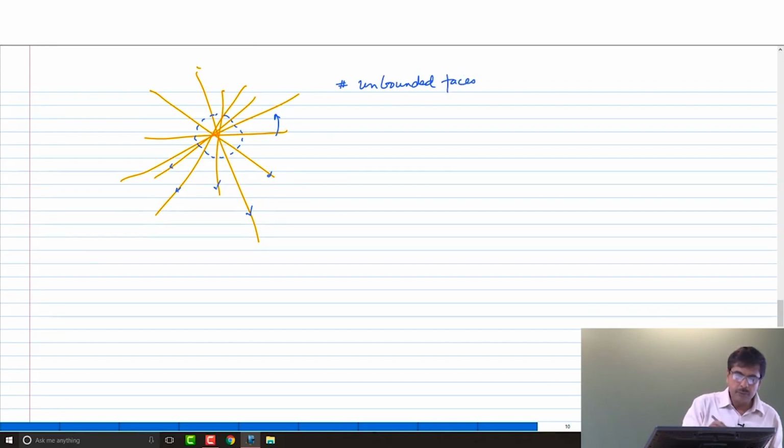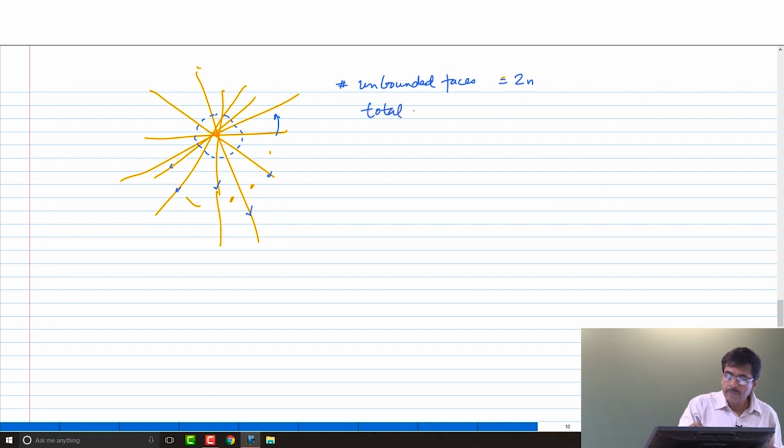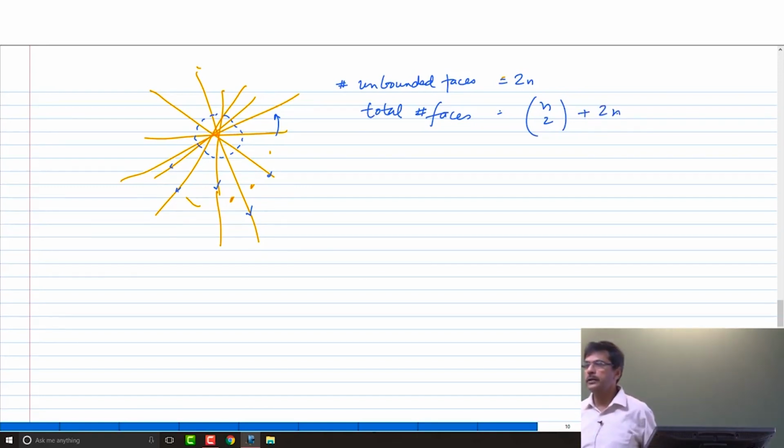So, basically you go from, so all these are faces, right. Basically this is a face, this is a face, this is a face, and so on and so forth. So, there are n lines, so there are 2n rays. So, the total number of faces is n choose 2 plus 2n. So, this is a geometric way of arguing rather than plugging it into Euler's formula.